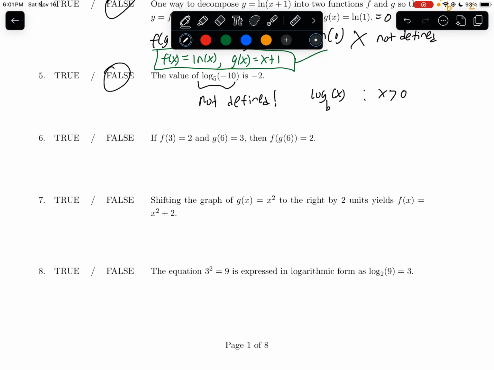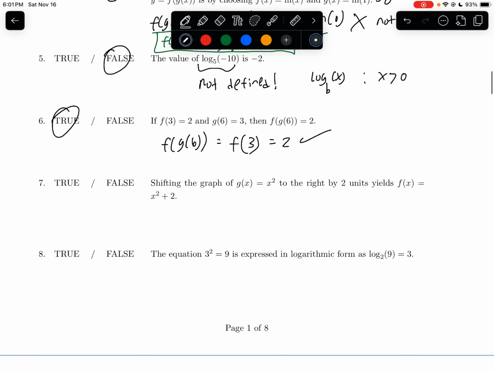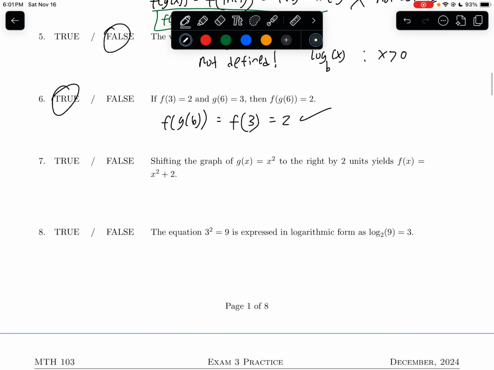If f of 3 is 2 and g of 6 is 3, then what is the composition? If we want to find it, f of g of 6 is f of, well, g of 6, just the way it's defined, is 3, and f of 3 we're told is 2. And so this checks out, and that is true. Obviously, you can't find the formula or anything. You don't even know what these two functions are. But you can check that the points work.